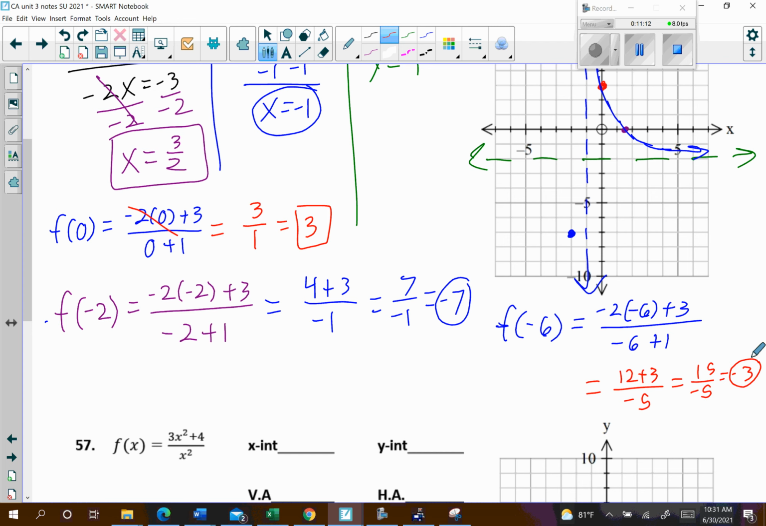So make sure we reduce it. They won't always reduce so nicely. You might have a fraction and it does reduce, but it will still be a fraction. So just be aware of that. So negative 6, we're down 1, 2, 3 right here. Okay, so I have those points right there.